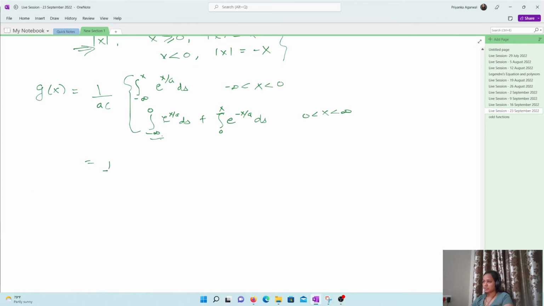So now this can be solved further. If we integrate this, what do we get? e to the power x by a divided by 1 by a, so a comes here, from minus infinity to x. And here what we get is the same thing, e to the power x by a from minus infinity to 0, plus e to the power minus x by a. Now here we get minus a, and this goes from 0 to x. Right? If you have any questions, please let me know.